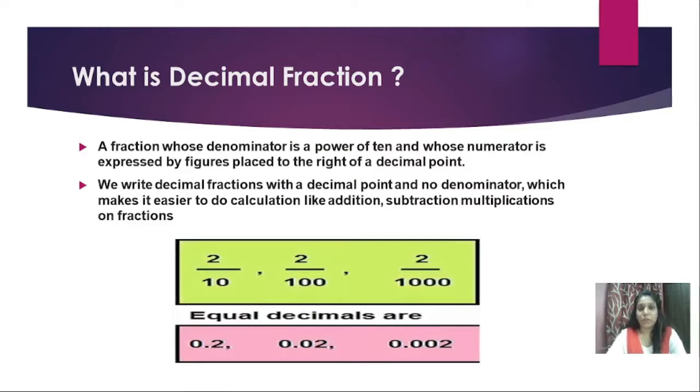So please observe the below image. It must be very similar, right? So 2 upon 10, 2 upon 100, 2 upon 1000. So how do we write it as a decimal fraction? 0.2, 0.02, 0.002. Correct? I hope you all remember, children.